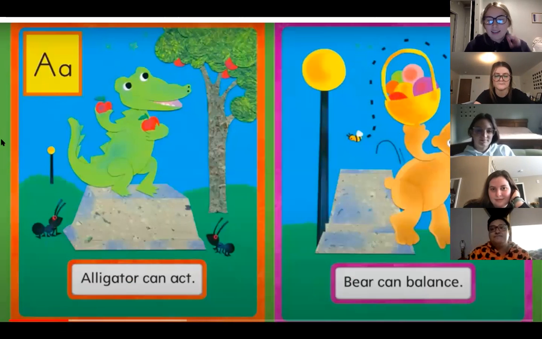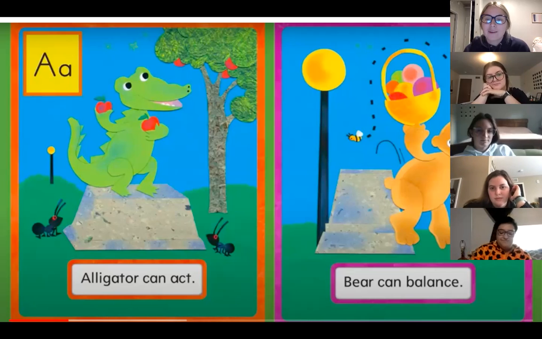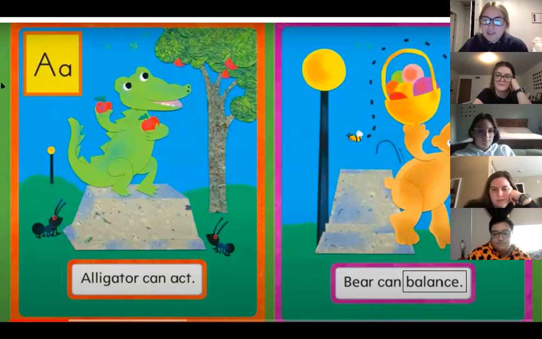So A, alligator can act. B, bear can balance. Does anybody see one of our vocabulary words in here? You can go ahead and unmute and tell me if you see a vocabulary word, or if you hear one that I said. Balance. Balance, you're right. So what is this bear balancing? Do you know? A basket of balls. Yeah, there's a basket of balls and then there's also a banana. So that's one of our vocabulary words, balance.